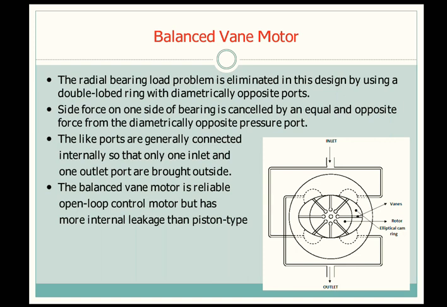Here, due to the balancing of oil on both left and right side of the rotor, there will not be any unbalanced forces created in this type of motor, and the discharge of oil also is more when compared to the vane motor, because in the vane motor oil is passed on only one side, and in this type of motor the oil is passed from both sides. So this is somewhat better when compared to the vane motors. The balanced vane motor is a reliable open loop control motor, but has more internal leakage than piston type motors.